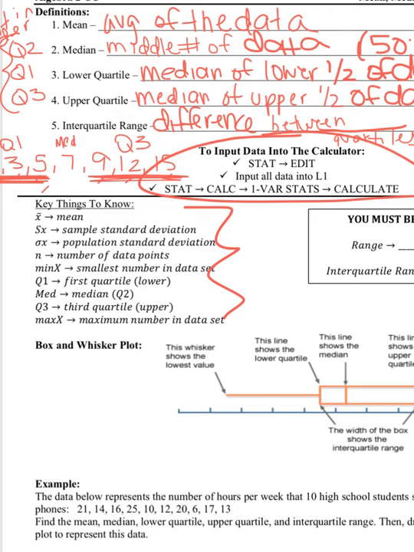MinX is the smallest number, Q1 is the lower quartile, the Med is the median, Q3 is the upper quartile, and then MaxX is the maximum number that was inputted. So it gives you all of this stuff.